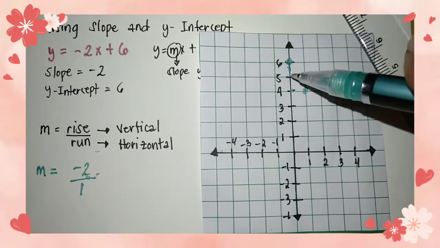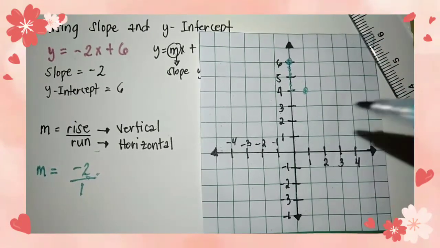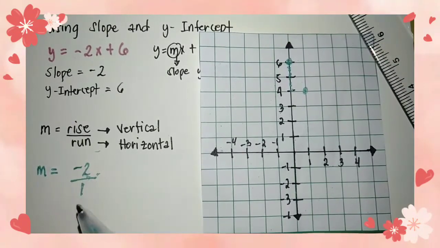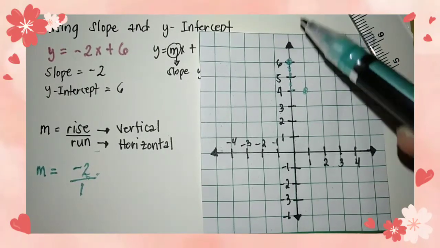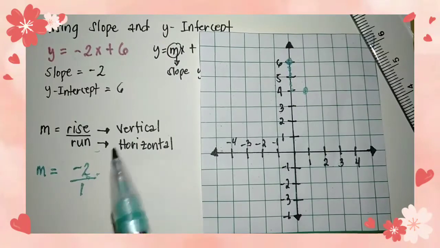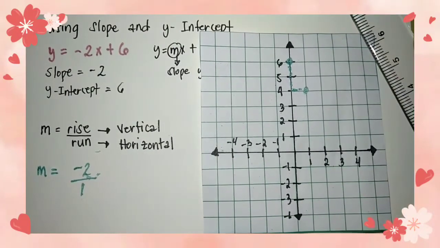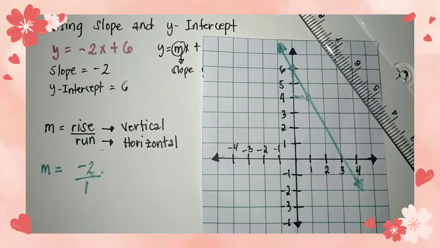Pero, i-elaborate muna natin. Ito yung ating rise. Ayan. Bakit siya pababa or downward? Kasi po, negative po si 2. Alright? Pero kung positive po si 2, pataas yung ating rise. And then, we have positive 1 in horizontal or run. So, right after that, you are just going to connect the dots in order for us to draw a line, right? And then, that's it.